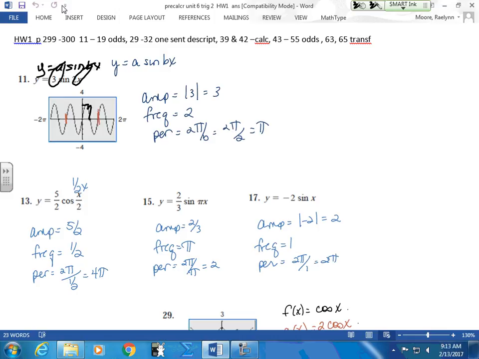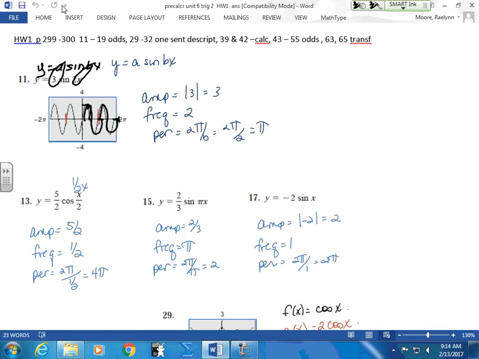The frequency tells you how many full cycles in 2 pi. So you could count this. This is 2 pi. So your sine curve goes like this. There's 1. Then it goes 2. There's 2. So you can see your frequency.